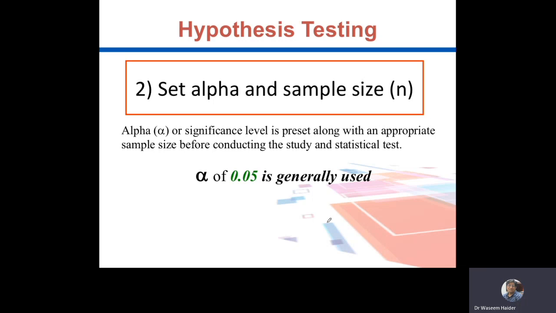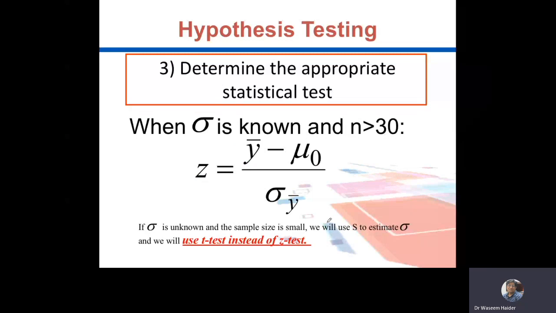Number 3, we determine the appropriate statistical test. If known, population standard deviation is already given, and n is greater than 30, we can apply a z-test here. If sigma is unknown and sample size is small, use S, sample standard deviation, to estimate sigma, the population standard deviation, and then we will use T instead of Z.